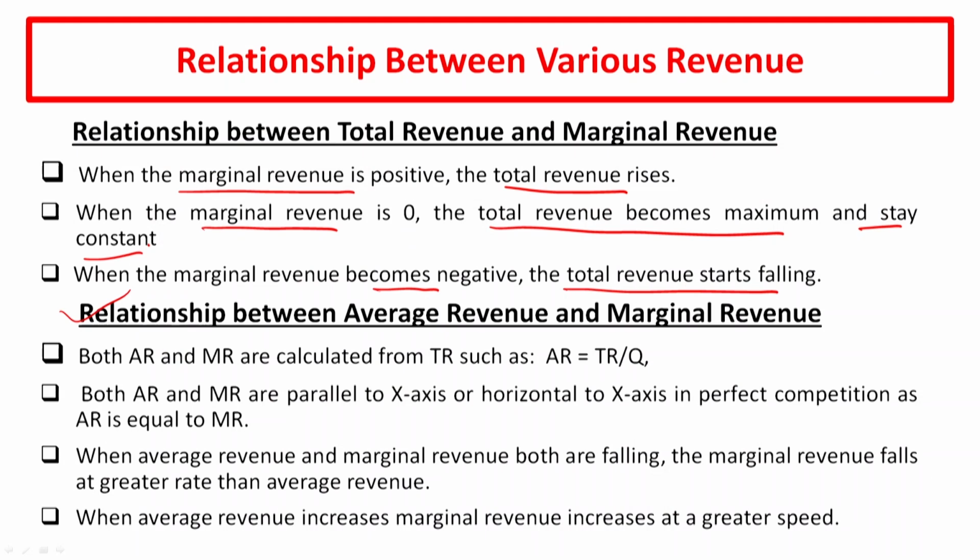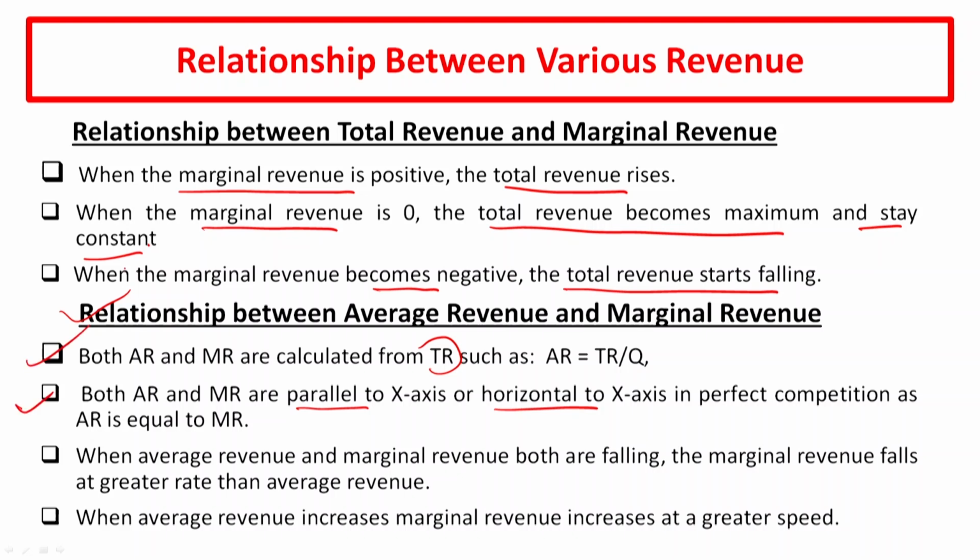Both AR and MR are calculated from the total revenue. So, AR is equal to total revenue upon quantity. Both AR and MR are parallel to the x-axis, or horizontal to the x-axis, in perfect competition. We will be discussing this in later slides, as AR is equal to MR. We have discussed both these points.